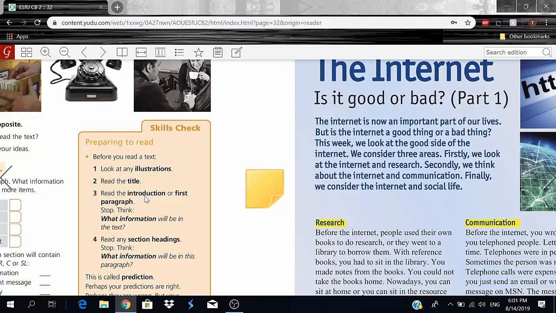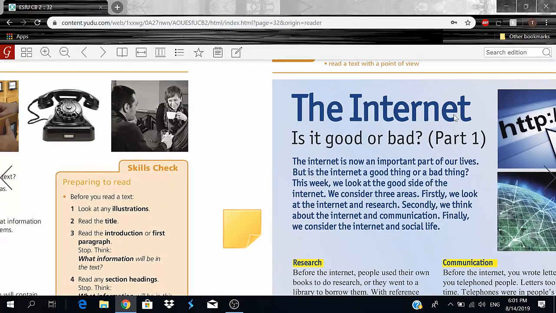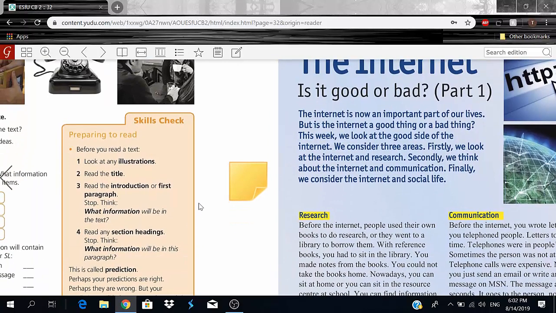So you can read just the introduction or the first paragraph and stop. Okay? Stop and just have a couple seconds of just thinking. What information will be in the text? So based on what I just read of the internet, is it good or bad? And maybe the introduction as well. What is he going to talk about? So I know he's going to be talking about the advantages and disadvantages of the internet. That's what I know for a fact. Okay? And then you move on a little bit.